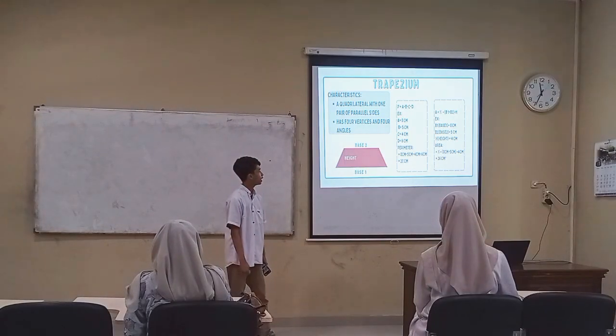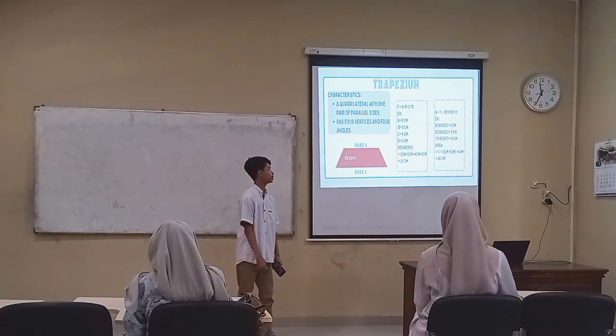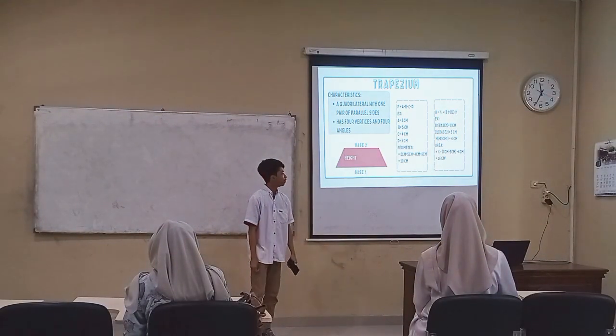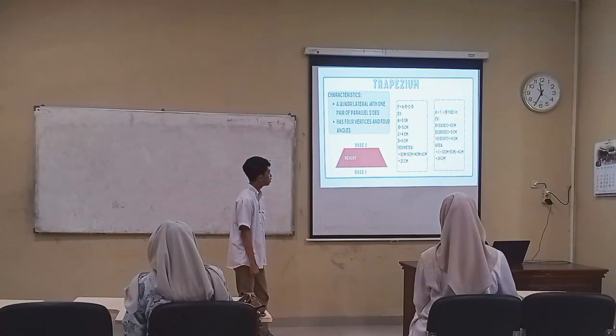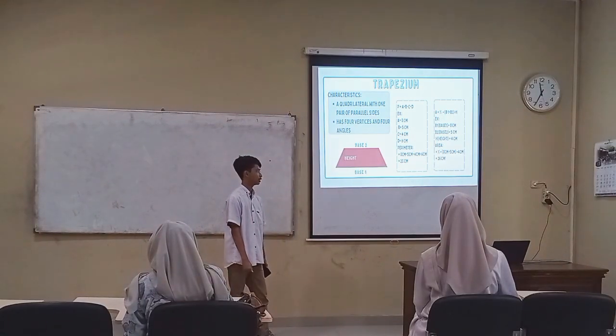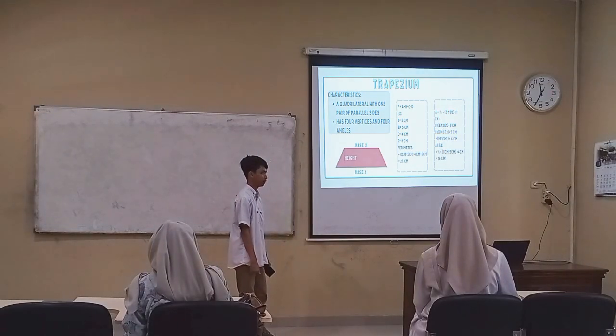Example, side A is 8 centimeter, side B is 5 centimeter, and side C is 4 centimeter. D is 6 centimeter. To find the perimeter of the trapezium: 8 centimeter plus 5 centimeter plus 4 centimeter plus 6 centimeter is 23 centimeter.